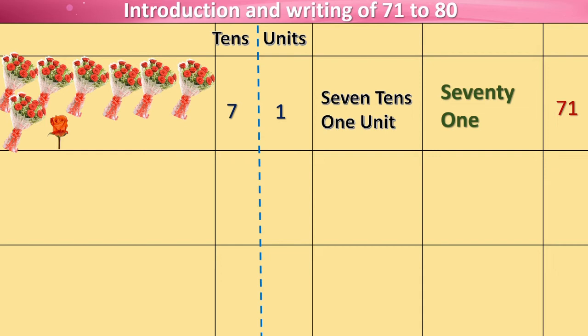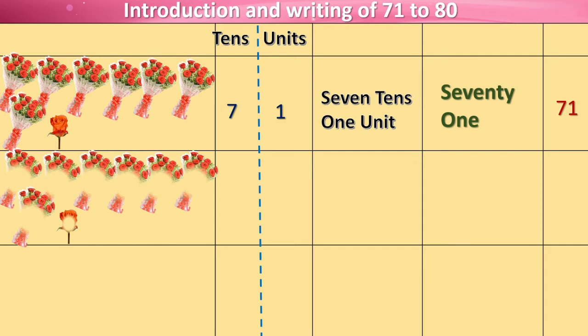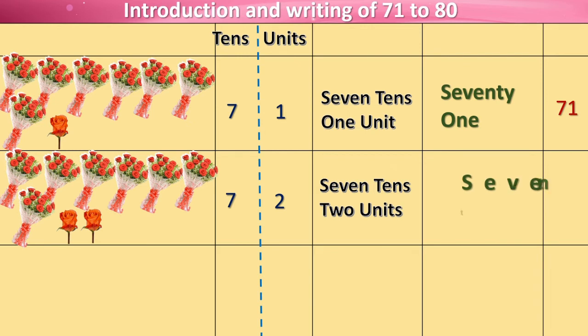Okay, same procedure we will follow. We will add one flower. Okay, one rose, and we will try to read next number. Okay, see here, 71 roses are there. We are going to add one more rose. So we got 7 tens, 2 units. That is nothing but, yes, 72 number. That is 70 and 2.